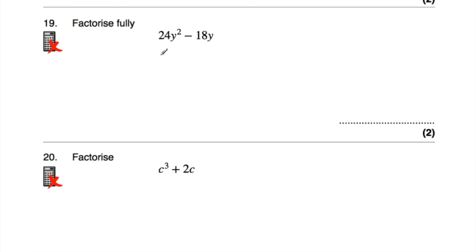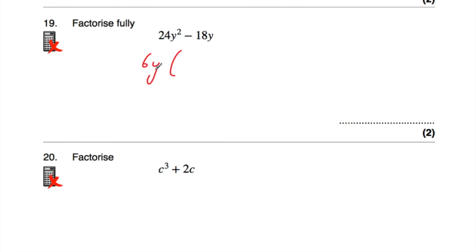19. Question number 19 says factorise fully 24y squared subtract 18y. So we've got 24 and 18. The highest common factor of 24 and 18 would be 6. So let's put our 6 outside. And then we've got y squared and y, so we can take a y out as well. And then open up our brackets.